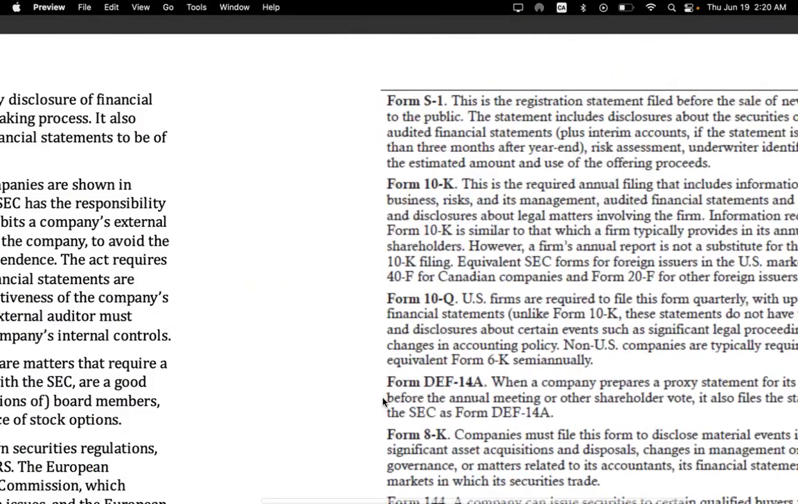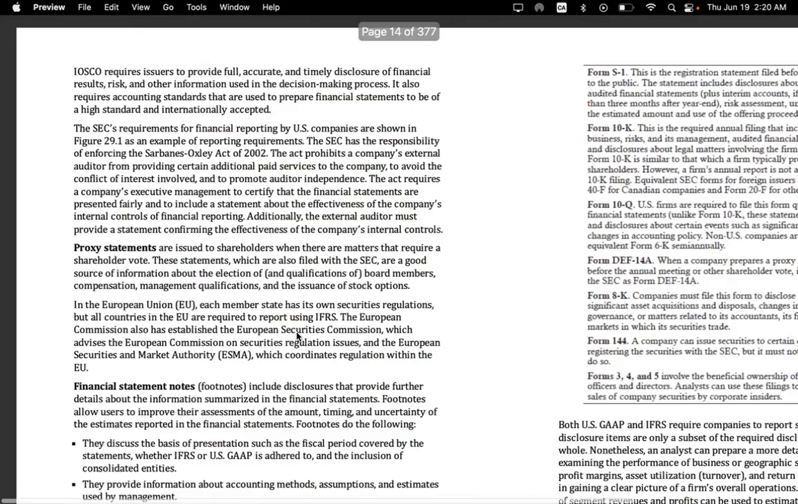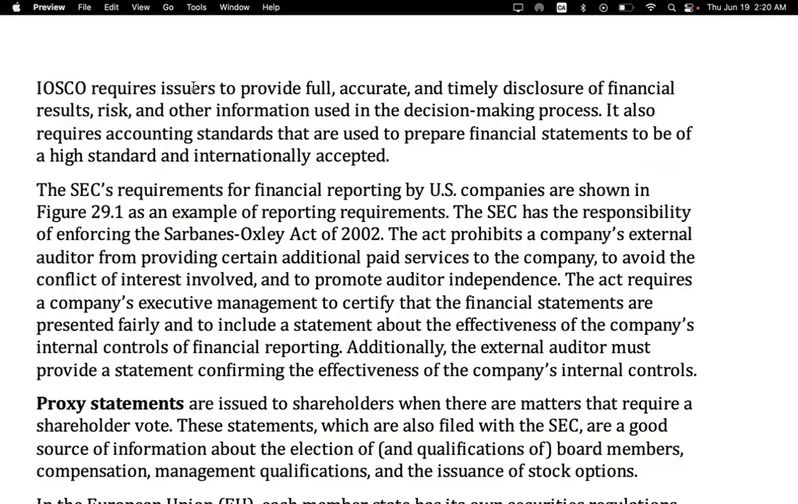Okay, and then we have more about IOSCO. IOSCO requires issuers to provide full, accurate, and timely disclosure of financial results, risk, and other information used in the decision-making process. It also requires that accounting standards used to prepare financial statements be of a high standard and internationally accepted.